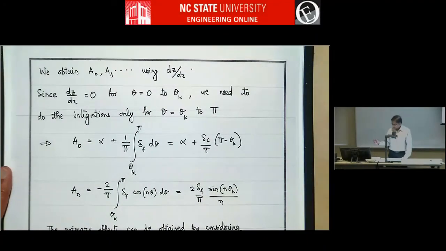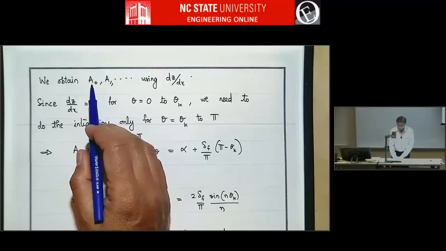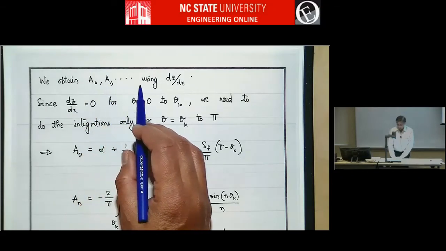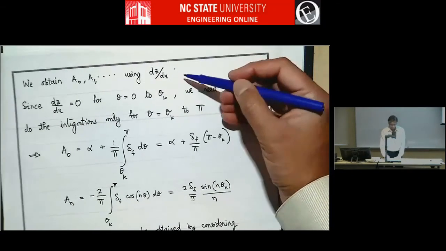So we plug all this back into the thin airfoil theory equations. Once we do that, we can obtain A0, A1, A2, A3, and all that stuff, because we have dz dx.